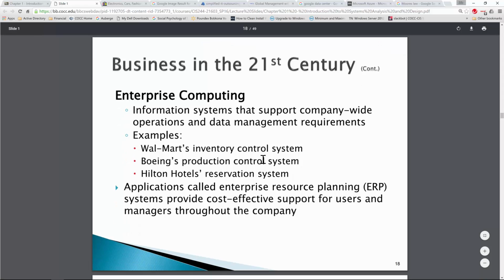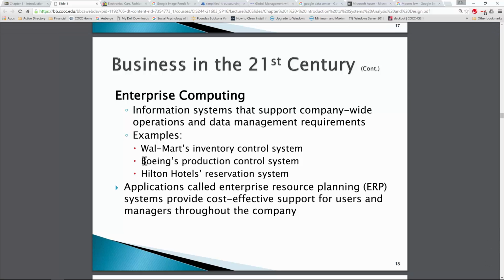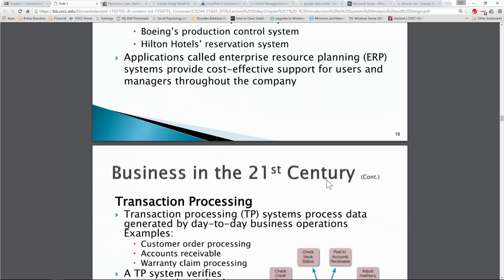So what is enterprise computing? Supports the company-wide operations. So, Walmart's inventory system, Boeing's production control system. Boeing's production control system links into other systems within their organization, creating an enterprise resource system. So do a little research on ERP.